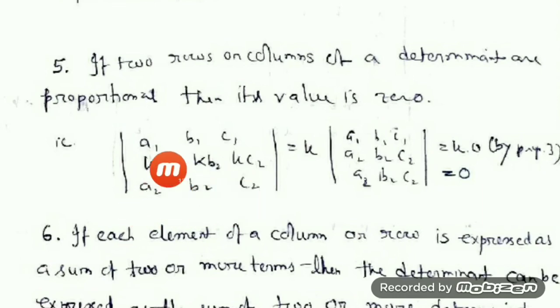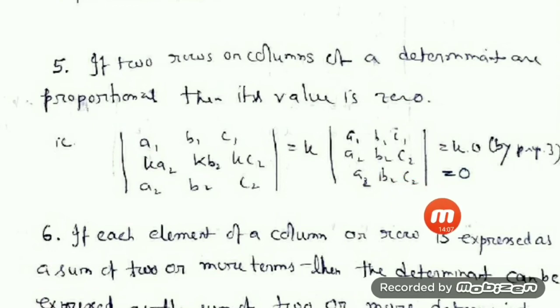You see, these 2 rows are proportional. So from here we can take that K outside by property number 4. Any row or column that has a common element, we can take it outside. And here after taking common, you see row 2 and row 3 are the same. So by property number 4, what is that?